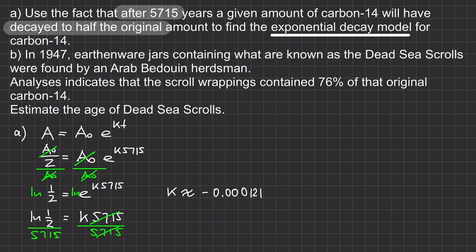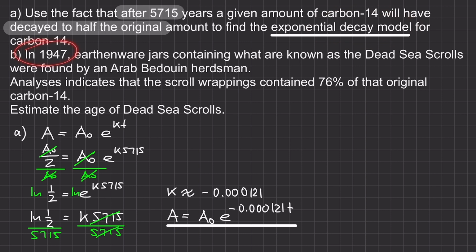Now we can substitute the negative of 0.000121 for k in the decay model. So we get A equals A0 times e raised to the power of the negative of 0.000121 times t, which is the model for carbon-14, and we're done with this problem.